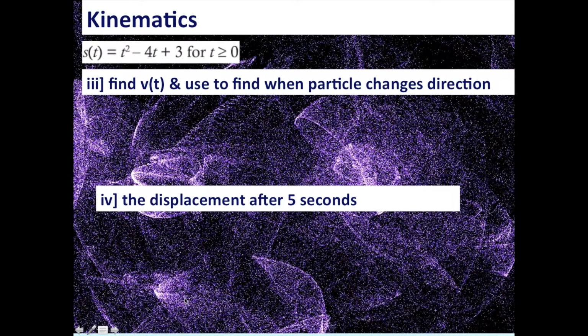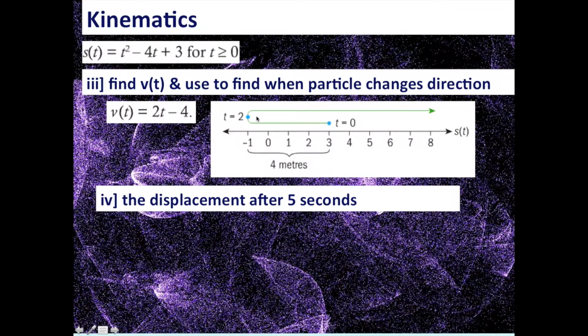Part 3, find the velocity function and use it to find when the particle changed direction. Well, for the velocity function, we're just going to find the derivative of this, which gives us 2t minus 4. We're going to set that equal to 0 and solve for t, and we can see that t is going to equal 2. So we know that at t equals 2, the particle is going to change direction.